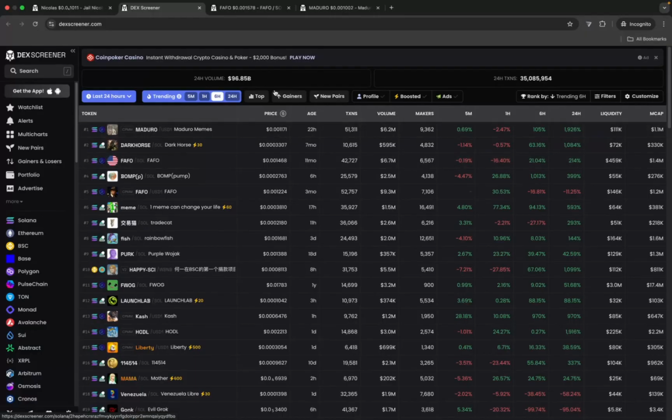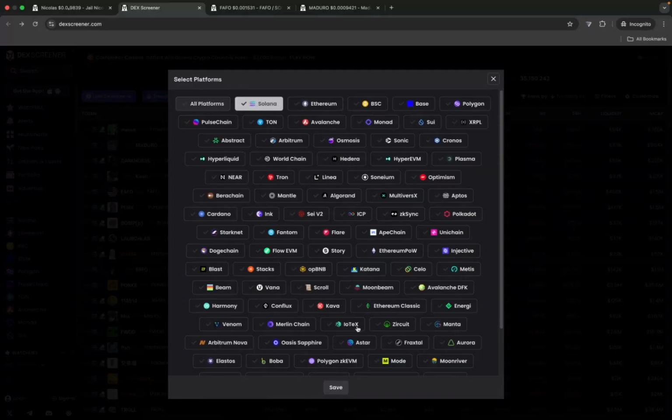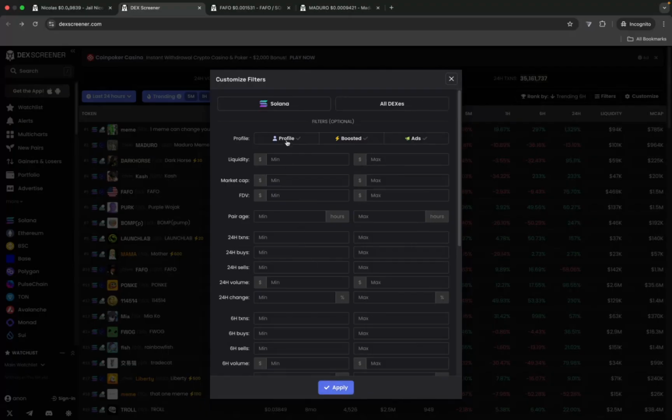In order to do that, while you're on this trending 6 hours, what you want to do is come to the filter section right here. So you will click on filter. In this filter, you see that it's all platforms. So those coins that you see trending are coins from across different platforms, Binance, Solana and others. But the one we want to trade is Solana. So in order to change that, we'll come to this place where it says all platforms, select Solana, then click save. Now, from the Solana section, you see all the DEXes.